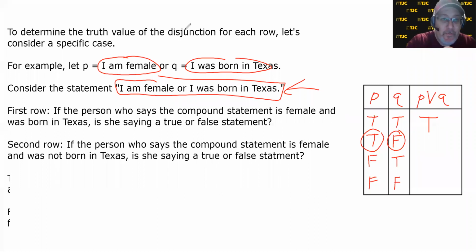True, false. Picture somebody who is female and was not born in Texas.